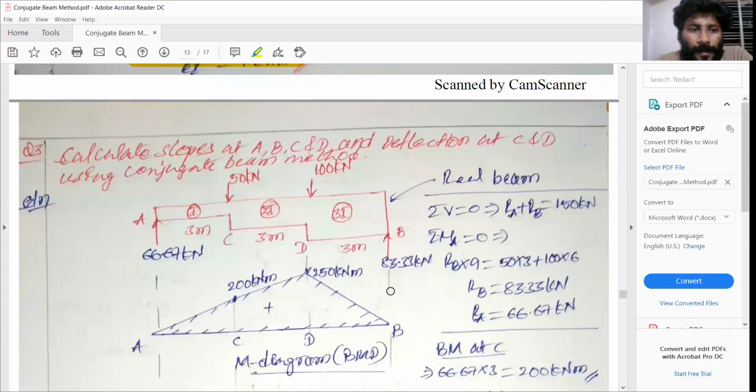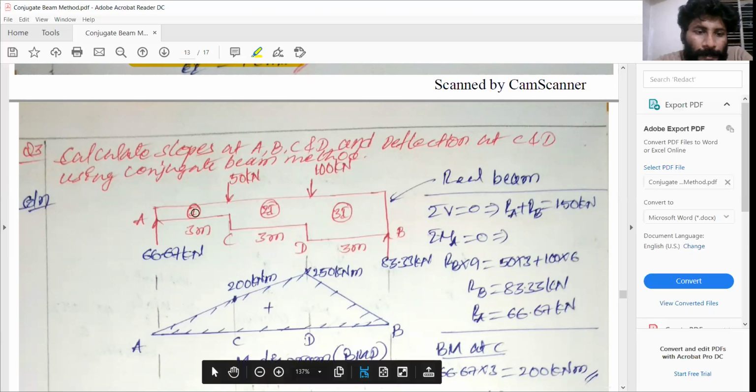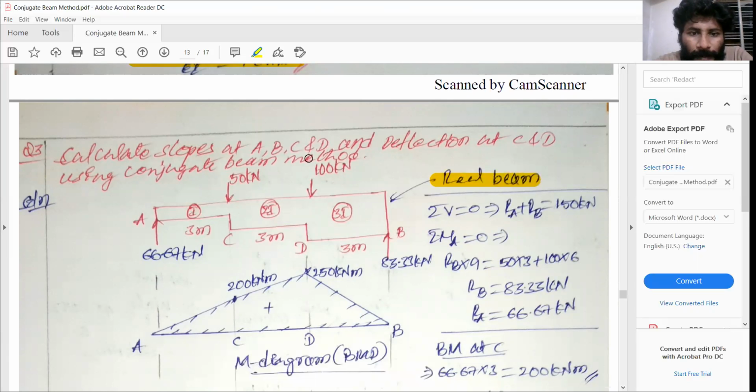So next we'll move on to the other problem. Calculate the slopes at A, B, C, D. So we have to calculate the slopes at the different points and deflection at C and D. Now you can see that this is a variable section. I is there, 2I is there, 3I is there. So this is the real beam which is given. 50 kN is acting here, 100 kN is acting.